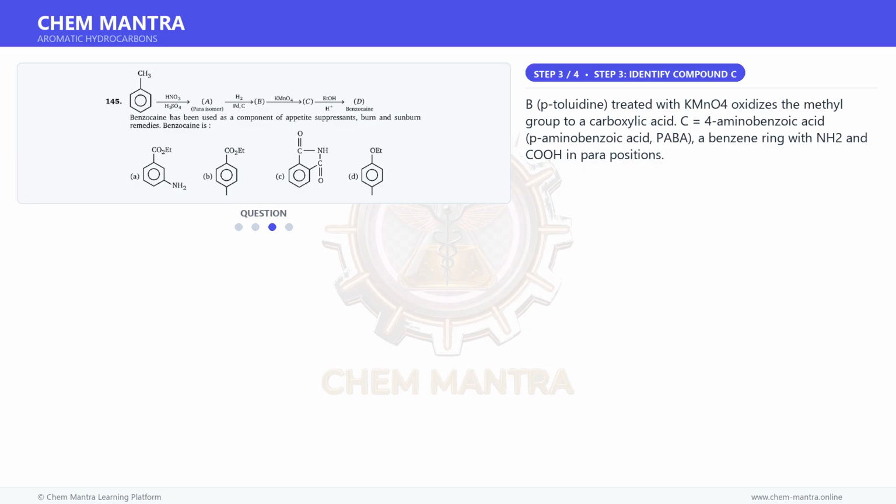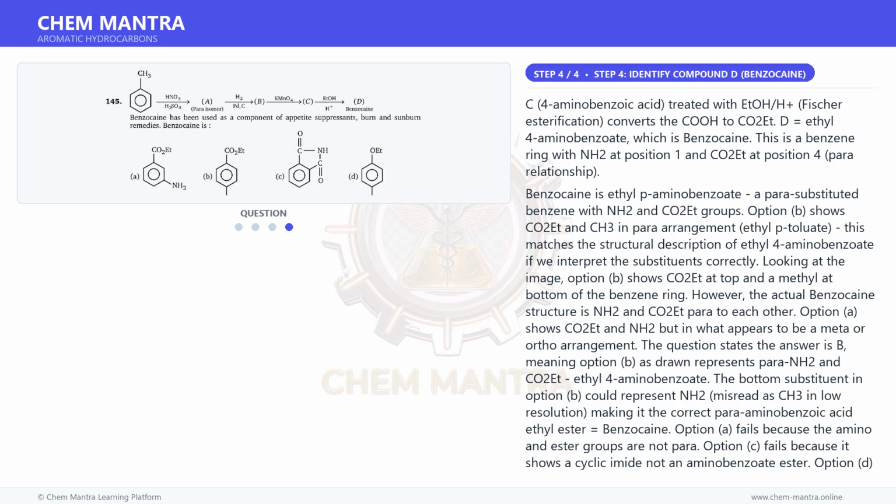B, p-toluidine, treated with KMnO4 oxidizes the methyl group to a carboxylic acid. C is equal to 4-aminobenzoic acid, p-aminobenzoic acid, PABA, a benzene ring with NH2 and COOH in para positions. And for the final step.